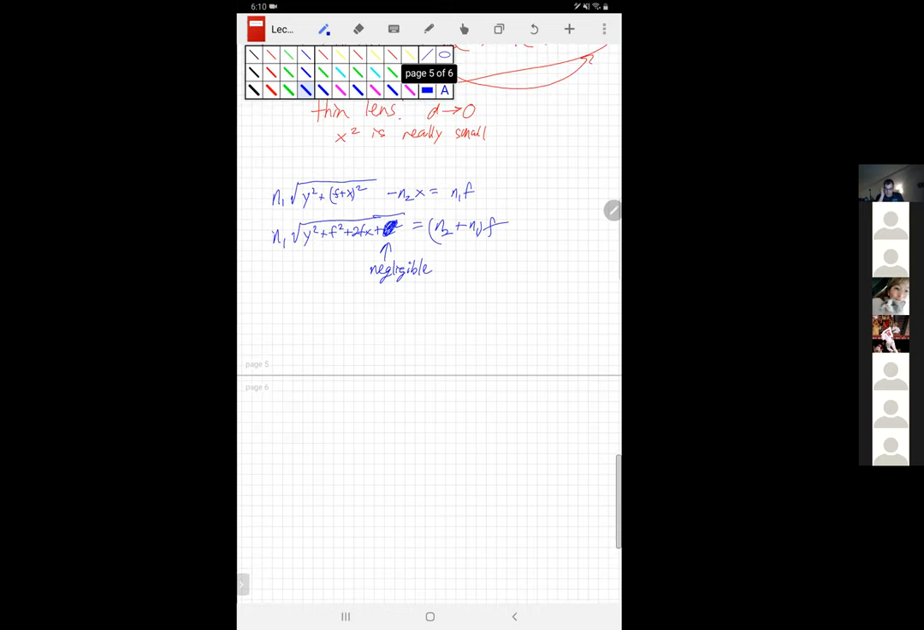All right, so then what I can do is I can square both sides of this, and I get N1 squared times y squared plus f squared plus 2fx. On the right-hand side, we factored out an f from N2, but I think that factor has an x. That explains it. N1f plus N2x. Okay.